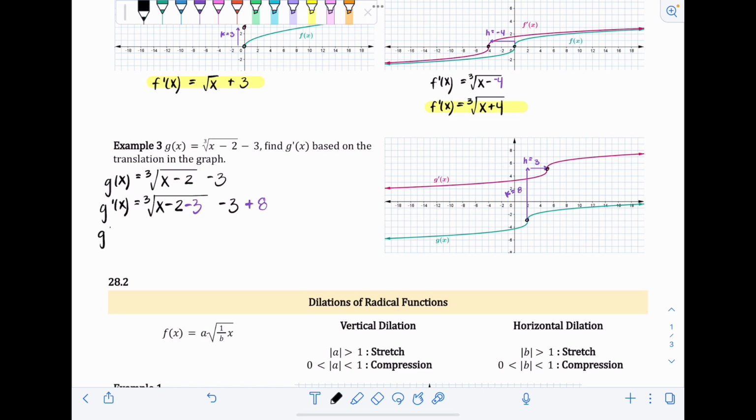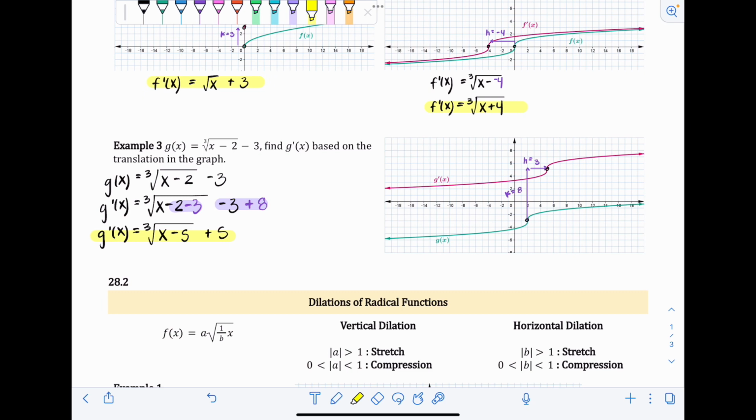So g prime of x is equal to the cubed root of x, and then negative 2 minus 3 is negative 5, and then negative 3 plus 8 is 5. So plus 5 outside the radical. So g prime of x is equal to the cubed root of x minus 5, plus 5.